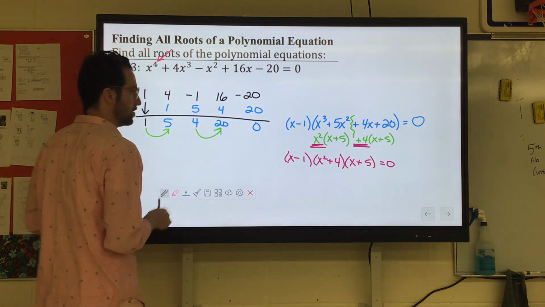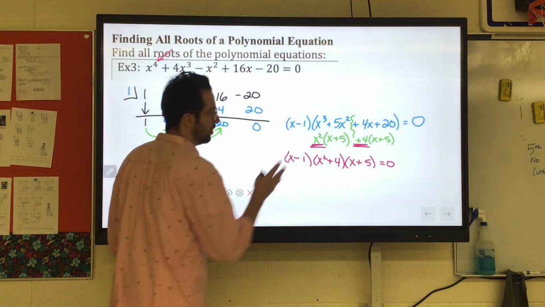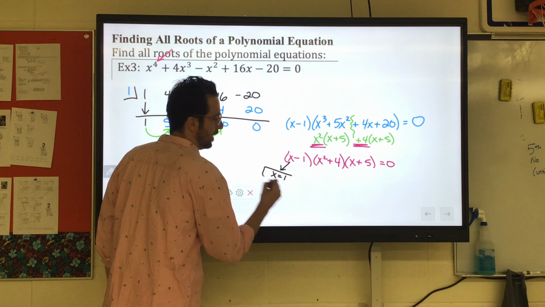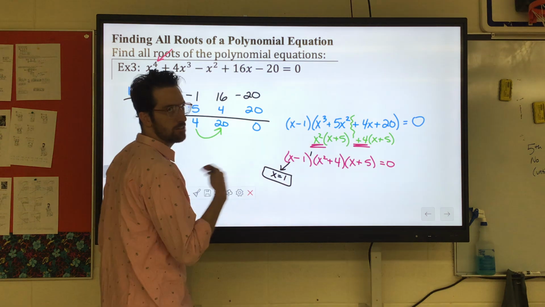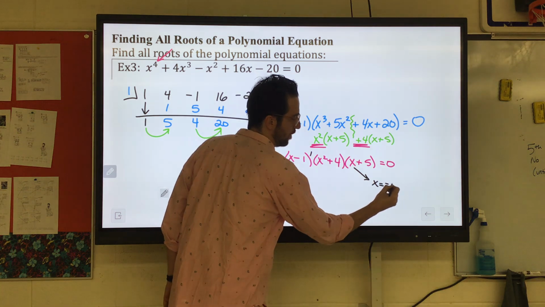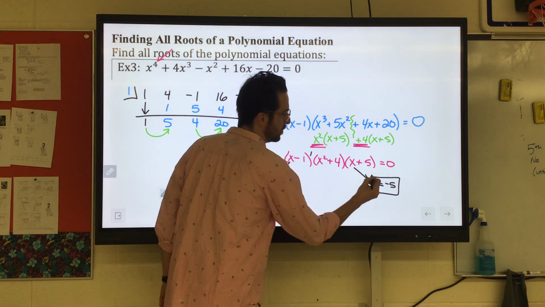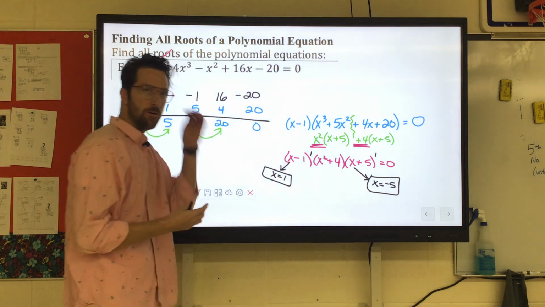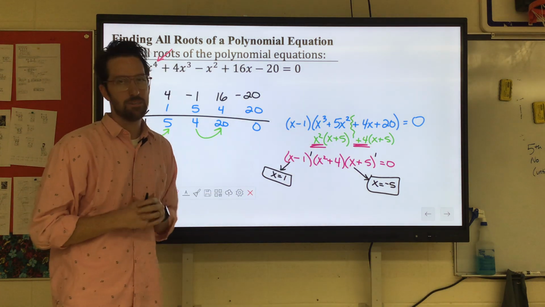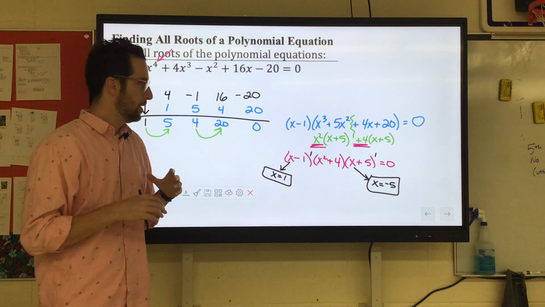So now go in solutions, and again, we have 4 solutions. Here's one of them, x equals 1. It has a multiplicity of 1 because it's to the first power. The x plus 5, x equals negative 5. Again, has a multiplicity of 1 because it's to the first power. That's only 2 solutions. Our other 2 solutions are going to come from this x squared plus 4.